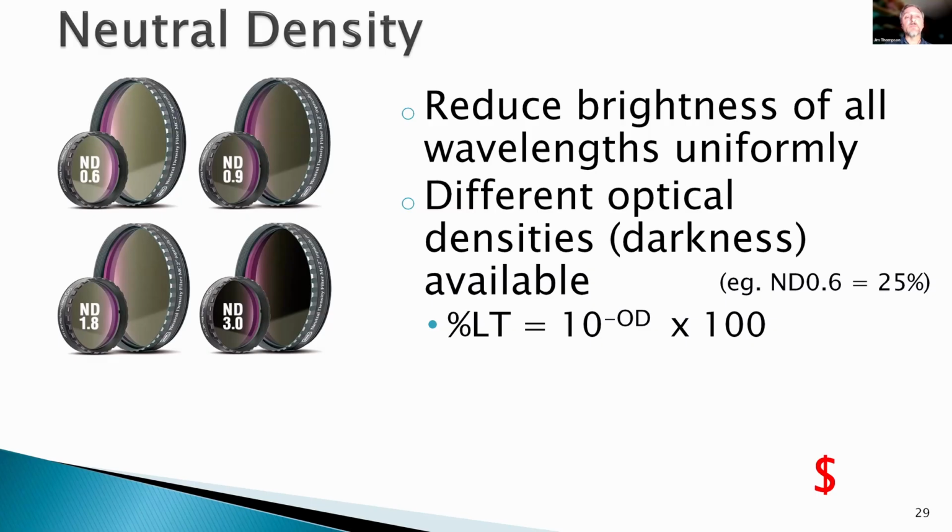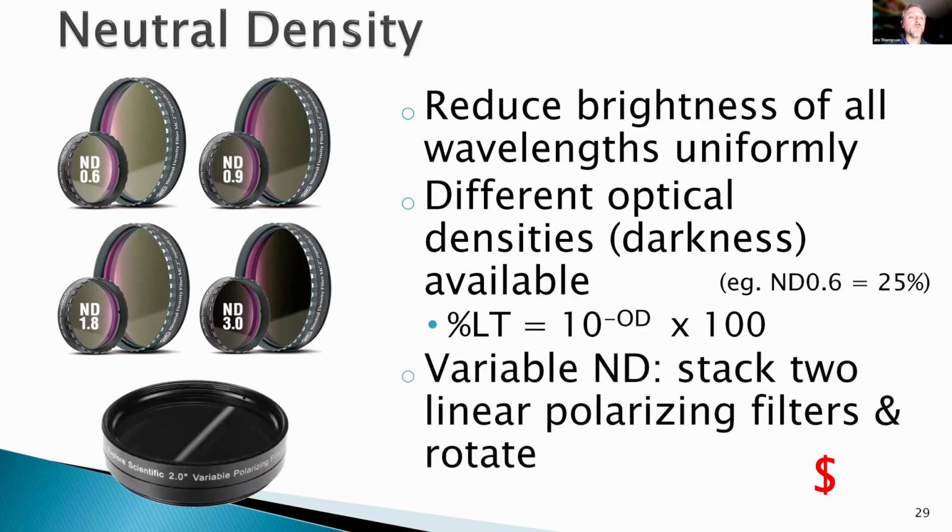Another option for reducing the brightness of what you are observing is to use a variable polarizing filter. This filter is in fact two linear polarizing filters stacked on top of each other. As you rotate one filter relative to the other, you change how dark the filter combination is. Many observers prefer the flexibility of a variable polarizing filter over having a selection of ND filters with varying optical density.